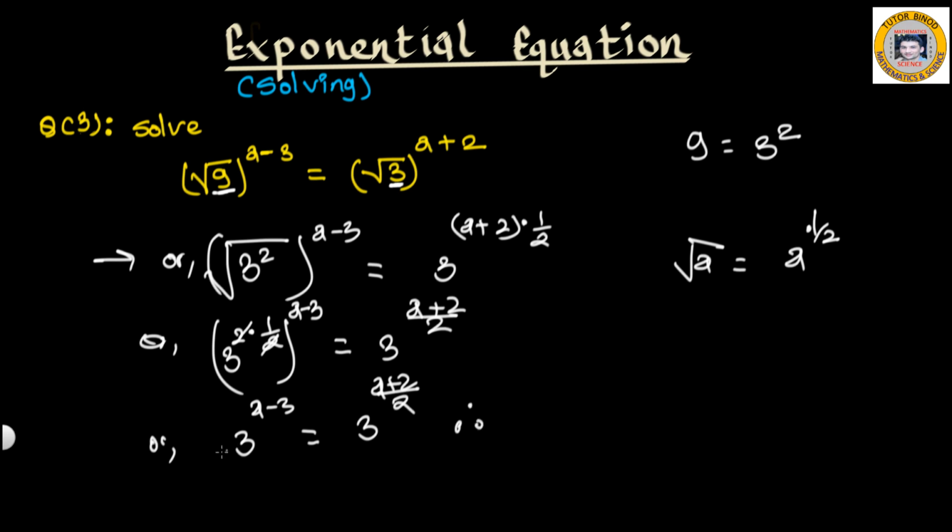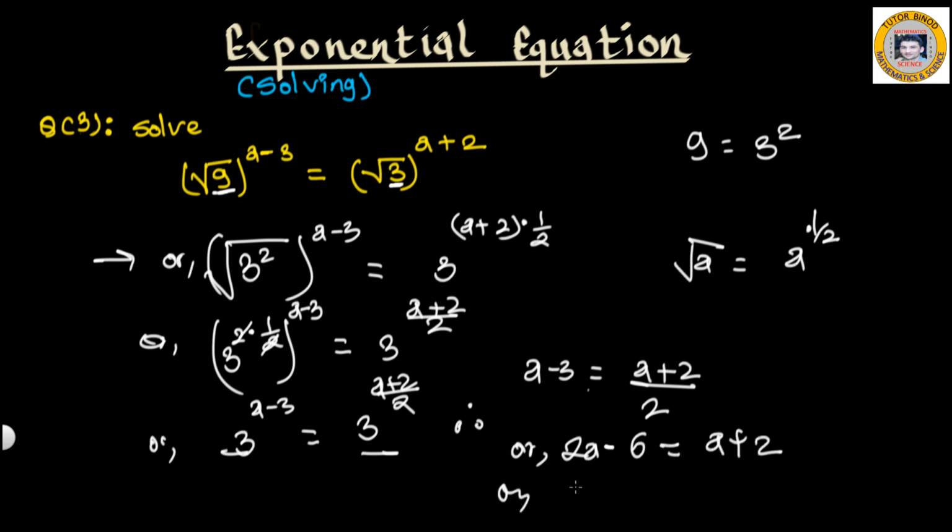Now since I have the same base, I can equate the power, or I can write a minus 3 equals a plus 2 over 2. Now if I multiply both sides by 2, I would get 2a minus 6 equals a plus 2. If I subtract a from both sides, I would get a over here, whereas if I add 6 to both sides, I would get 2 plus 6 on the right hand side. So that means a equals 8.